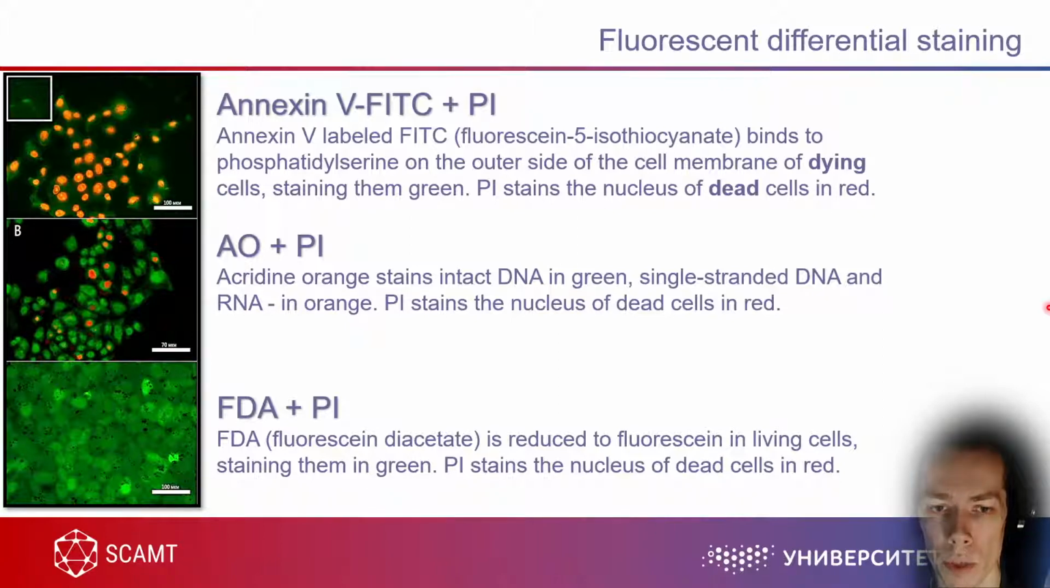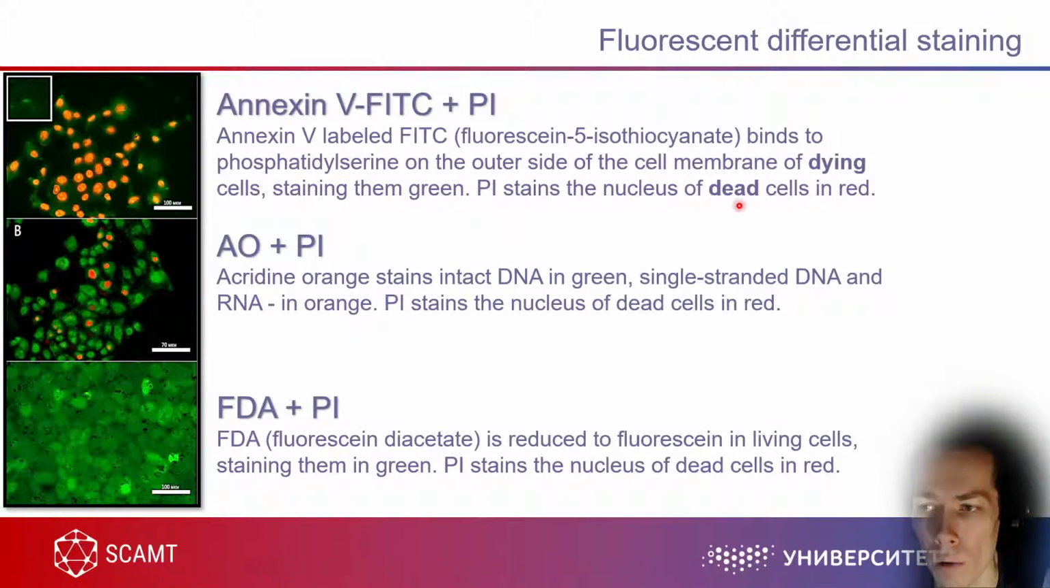And for example, in these pictures, you see some examples of very frequently used staining techniques. The first one is FITC-labeled annexin plus propidium iodide. So in all of these examples, you see propidium iodide, as propidium iodide stains the nucleus of dead cells in red. As you can see, nothing is red here because all of the cells are alive. But still, propidium iodide has been very frequently used since, I don't know, the 1970s.